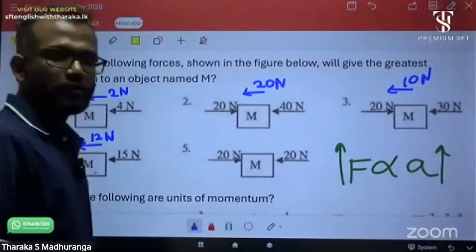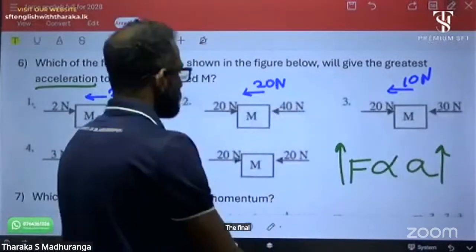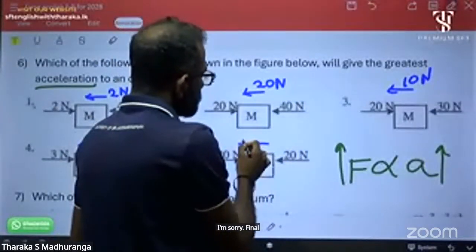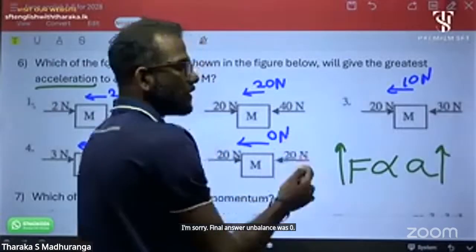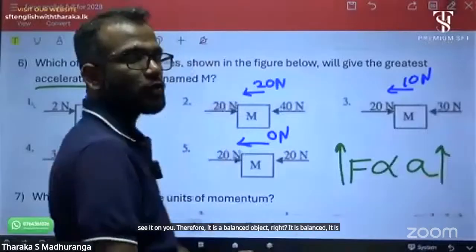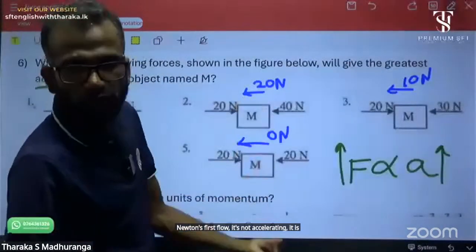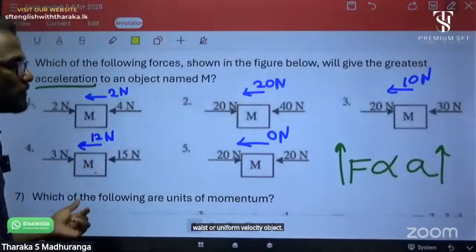Yeah, very good. The final answer unbalanced force 0 Newton. Therefore, it is a balanced object, right? It is Newton's first law. It's not accelerating. It is rest or uniform velocity object.